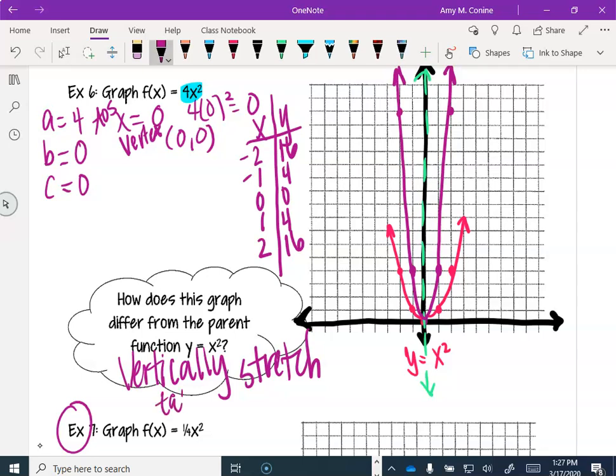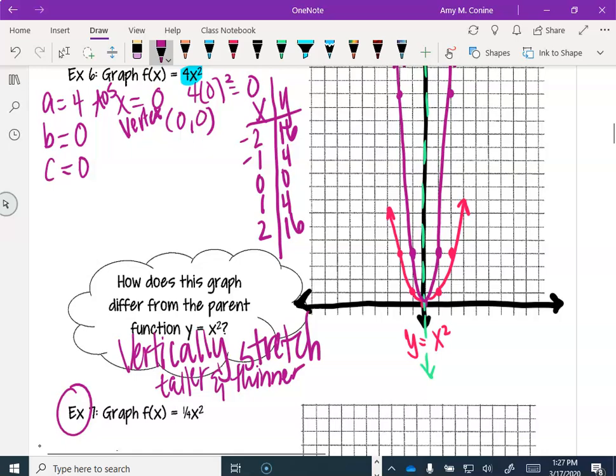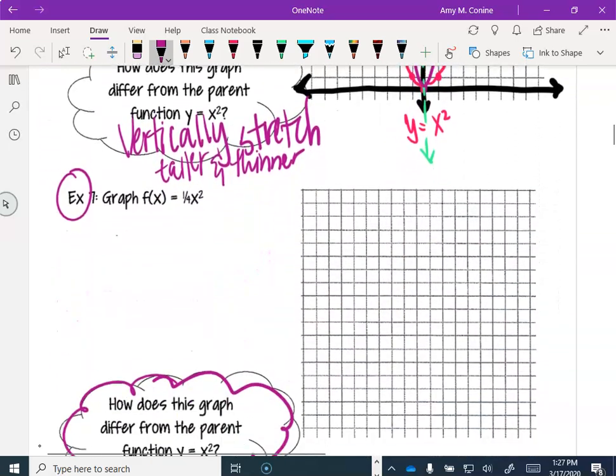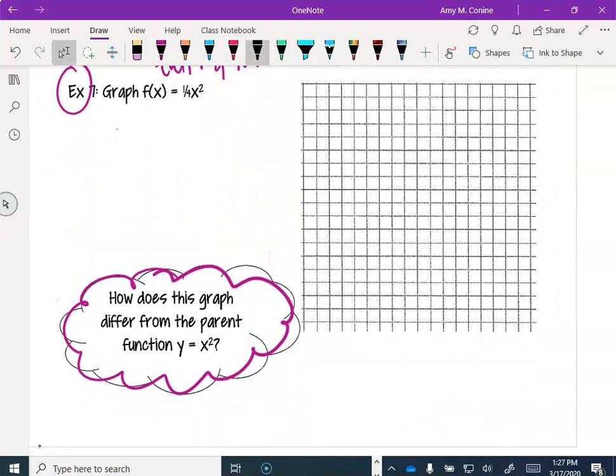So if you want to write something to help you remember that, taller and thinner when you've got that integer in there. So when we jump down to example 7, I want you to see how they compare. We're going to make the same parent function with the same graph. So I'm going to roll down here real quick. I'm going to make my x-axis. I'm going to make my y-axis.